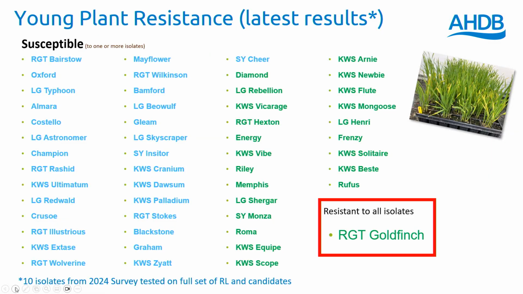Here again, it summarises which were susceptible and which were resistant. Everything in blue is your RL, and everything in green is candidate. Only RGT Goldfinch was resistant to all 10. But we did also see Diamond, which is another candidate variety, was resistant to 9 out of 10 of the isolates we tested. So it was only one that broke through.